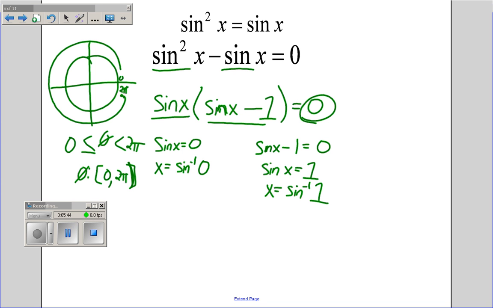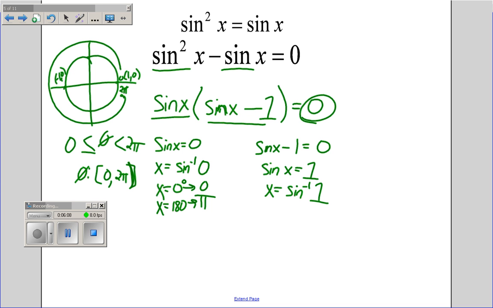Sine inverse of 0, where is sine 0? Well, sine is 0 on the x-axis, right? Because this is 1, 0, and this is negative 1, 0. So this one has two answers. X could be 0 degrees, or x could be 180 degrees. That is, radians would be 0 radians or pi radians. Okay? But then we're not done.